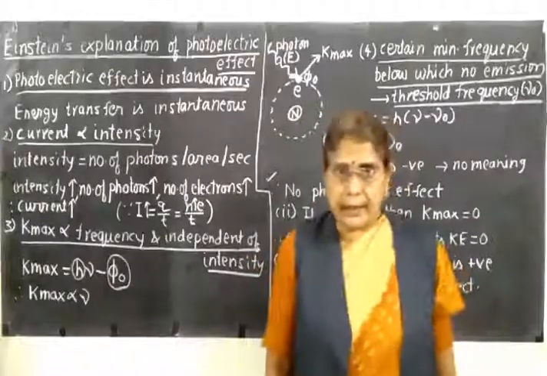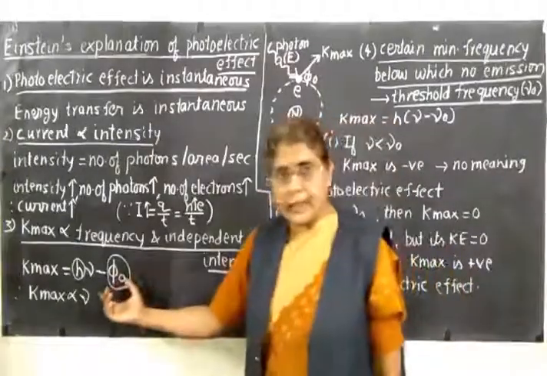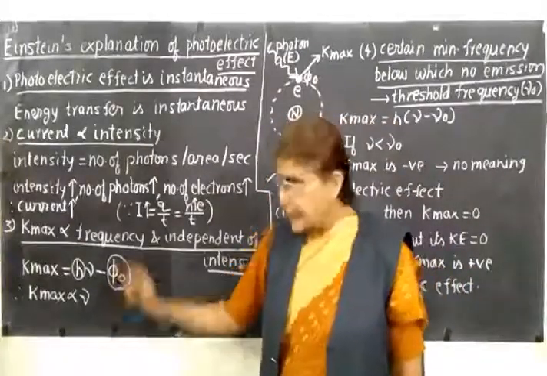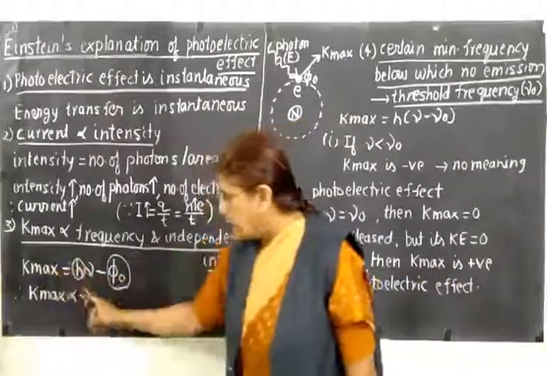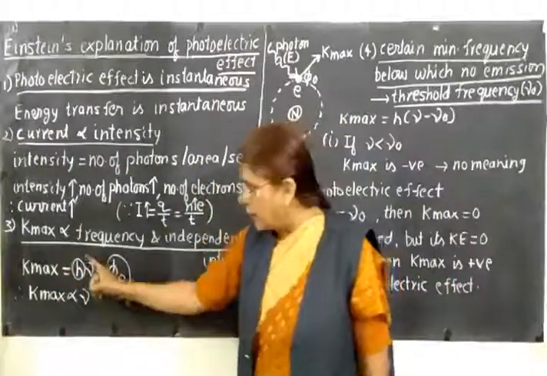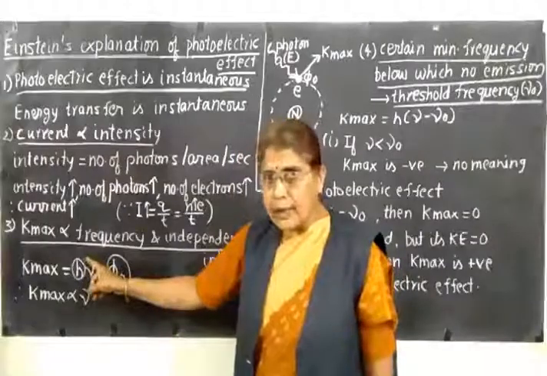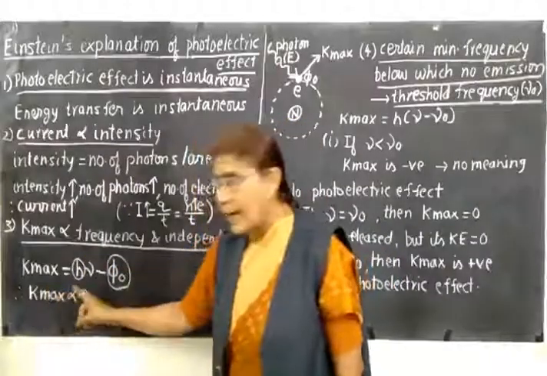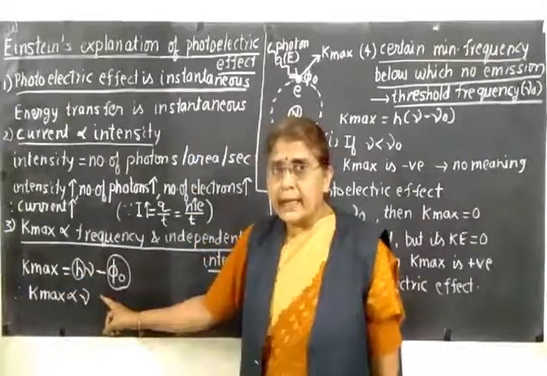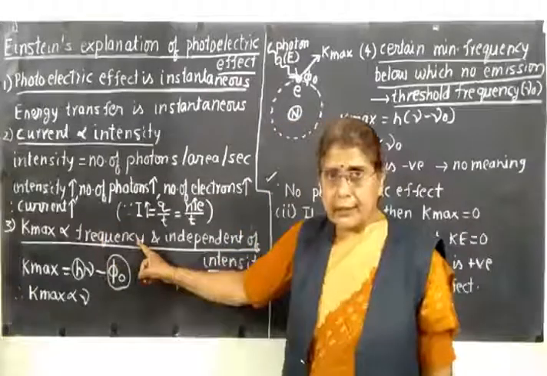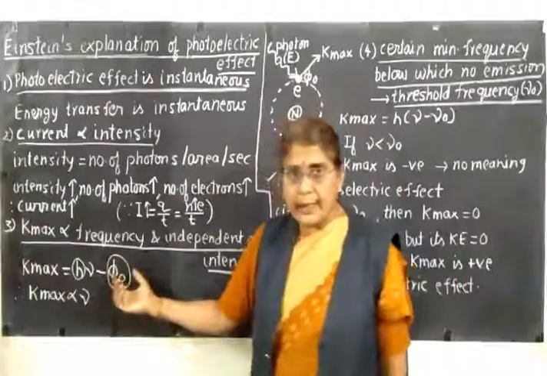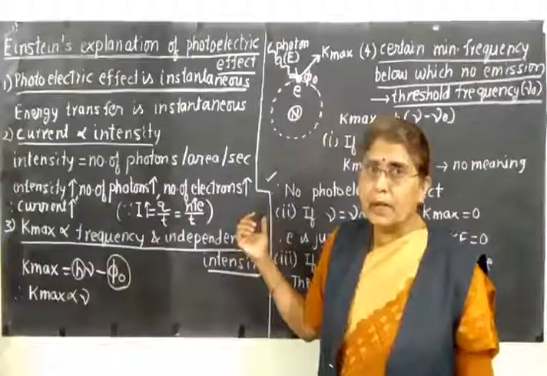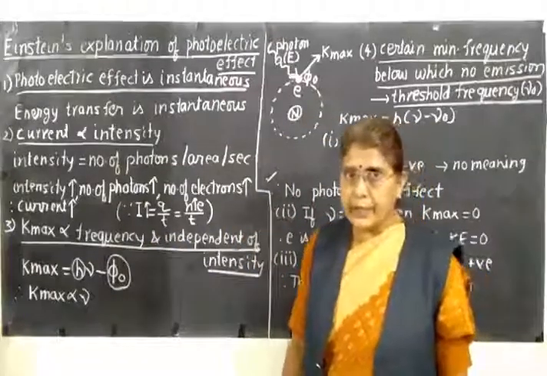So for a given metal, the work function phi 0 is constant. Therefore, Kmax is directly proportional to nu because h is again a constant. The meaning is the maximum kinetic energy is directly proportional to the frequency and there is no term for intensity. So it does not depend upon the intensity of radiation.